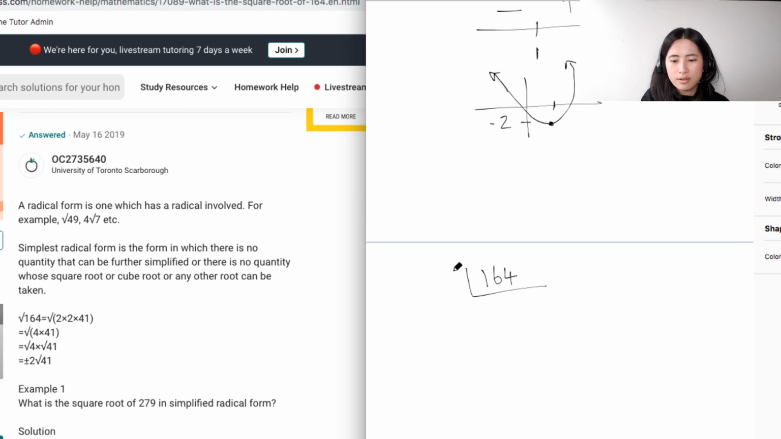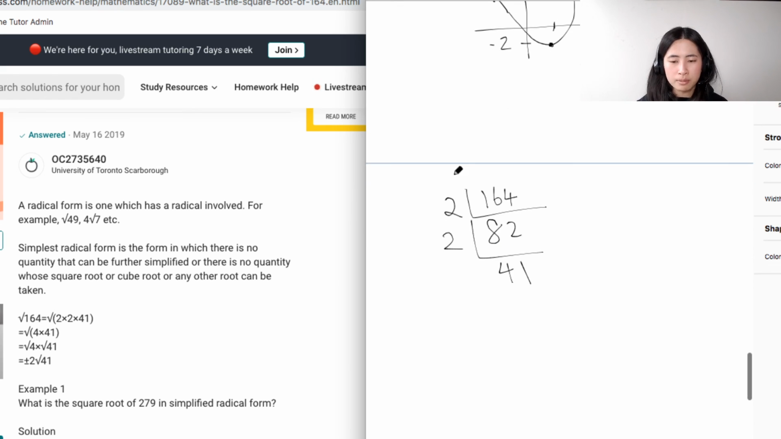So if you have 164, we know that we can divide this with 2 because it's an even number, right? And how do I know it's an even number? Because it ends in 4, and 4 is an even number. So 164 divided by 2, that gives us 82. And again, 82 is an even number, so we can still use 2. So 82 divided by 2, we get 41. And finally, we know that 41 is a prime number. You can't really think of any factors aside from 41 and 1, right? So that makes it a prime number.